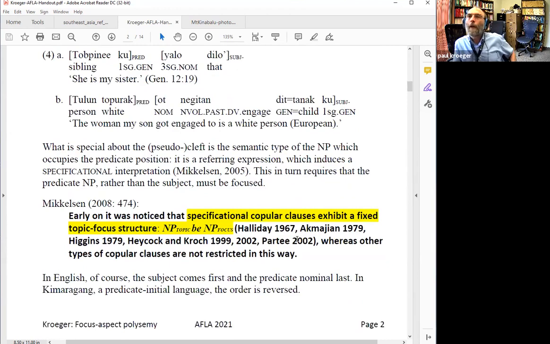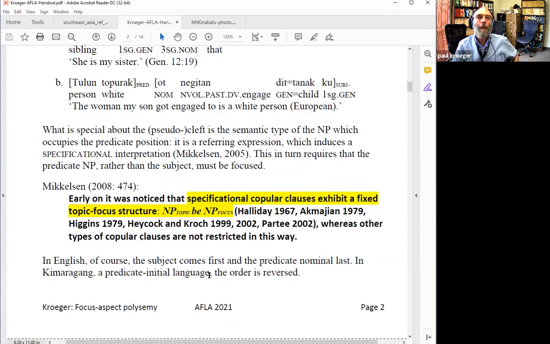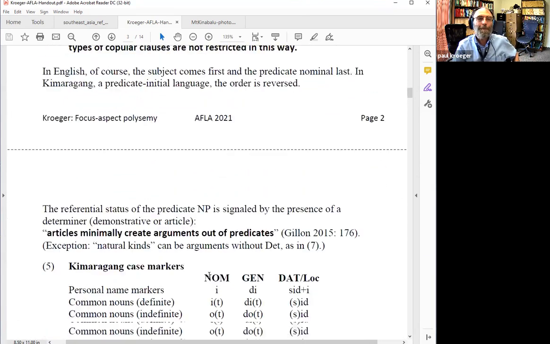Line Mikkelsen points out in a BLS paper a puzzle that's been around for a long time. People have noticed for a long time that specificational copular clauses exhibit a fixed topic-focus structure. Only the predicate noun phrase can be the focus. Unlike other copular constructions, there's something special. Well, of course, in Kimaragang, the predicate comes first, whereas in English, it's going to come last. But that's what we see here. The predicate of these cleft sentences is the focus.